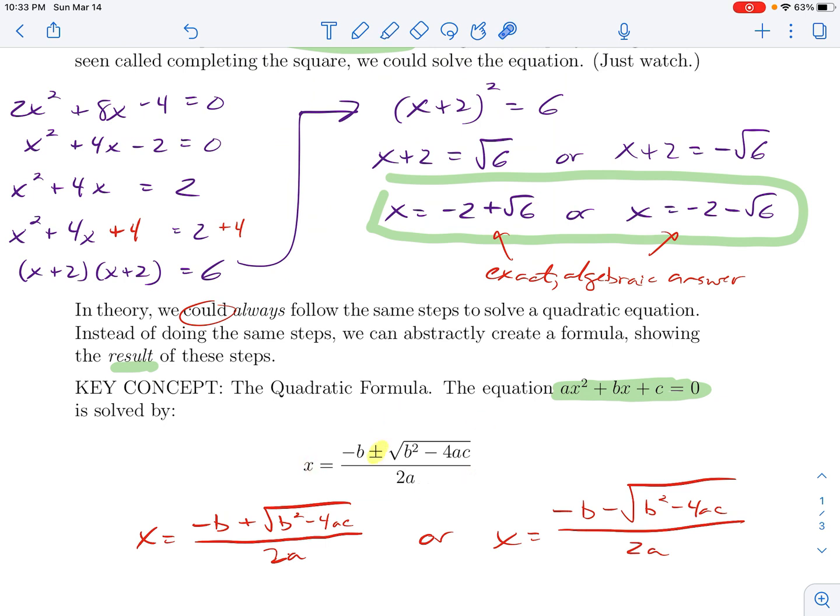This is a formula worth memorizing. In the short term, you can look it up whenever you need it. Definitely have it handy. Have it clearly written somewhere where you can refer to it. But in the future, it might be expected that you have this memorized. It's super useful.